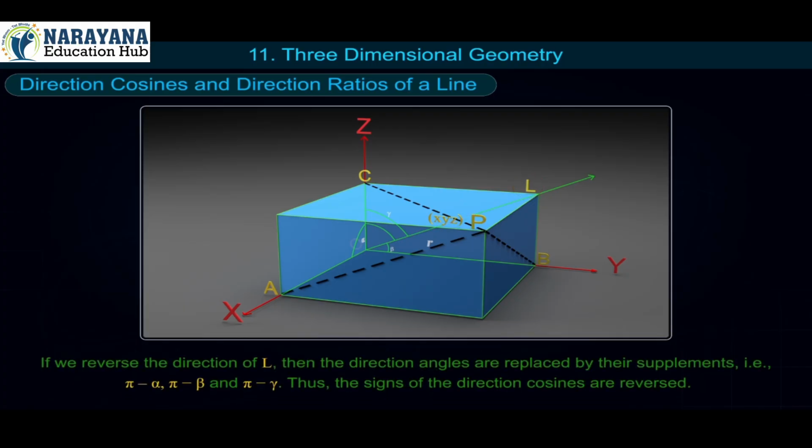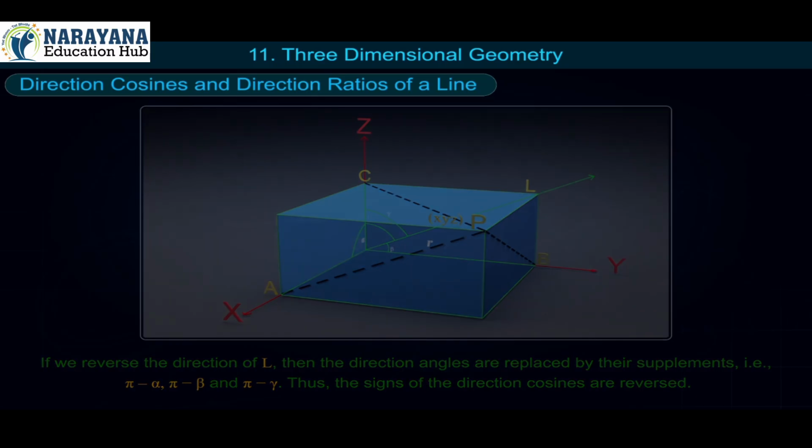If we reverse the direction of L, then the direction angles are replaced by their supplements, that is, pi minus alpha, pi minus beta and pi minus gamma. Thus, the signs of the direction cosines are reversed.